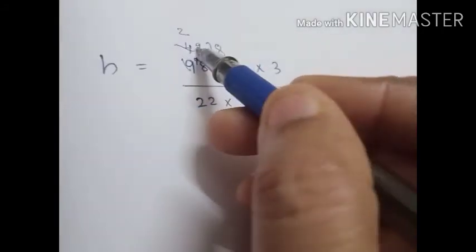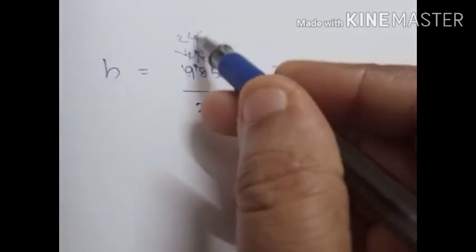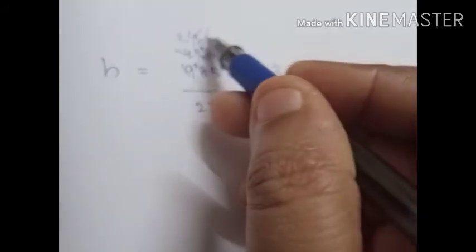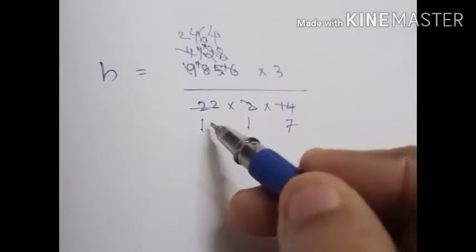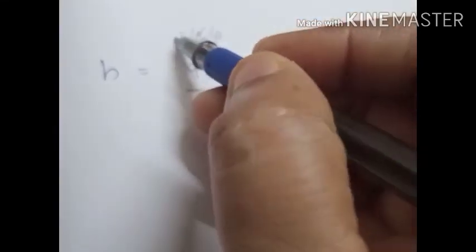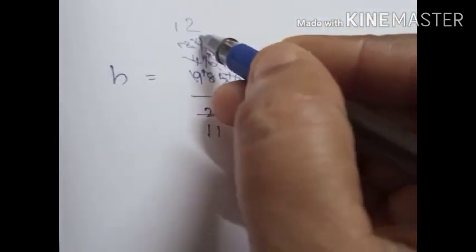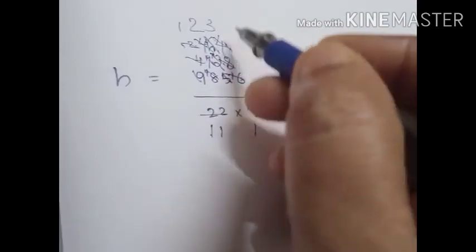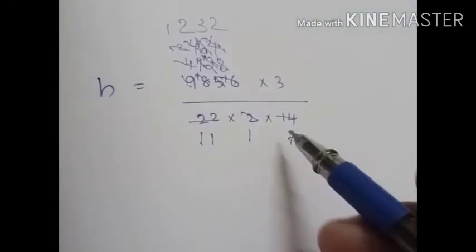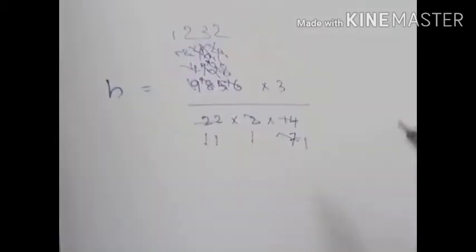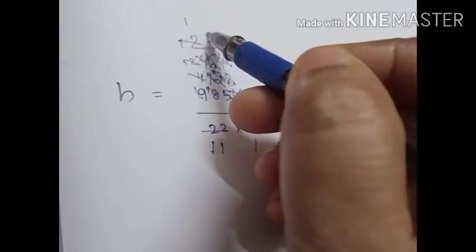So 2 2s are 4, 4 2s are 8, remaining 1 in 12, 6 2s are 12, 4 2s are 8. Okay. Then here in 22, 1 2s are 2, 1 2s are 2. Here 1 2s are 2, 2 2s are 4, 3 2s are 6. 2 2s are 4. Okay. Now here we have to cut it again by 7. In 7, 1 7s are 7. 1 7s are 7. Remaining 5.